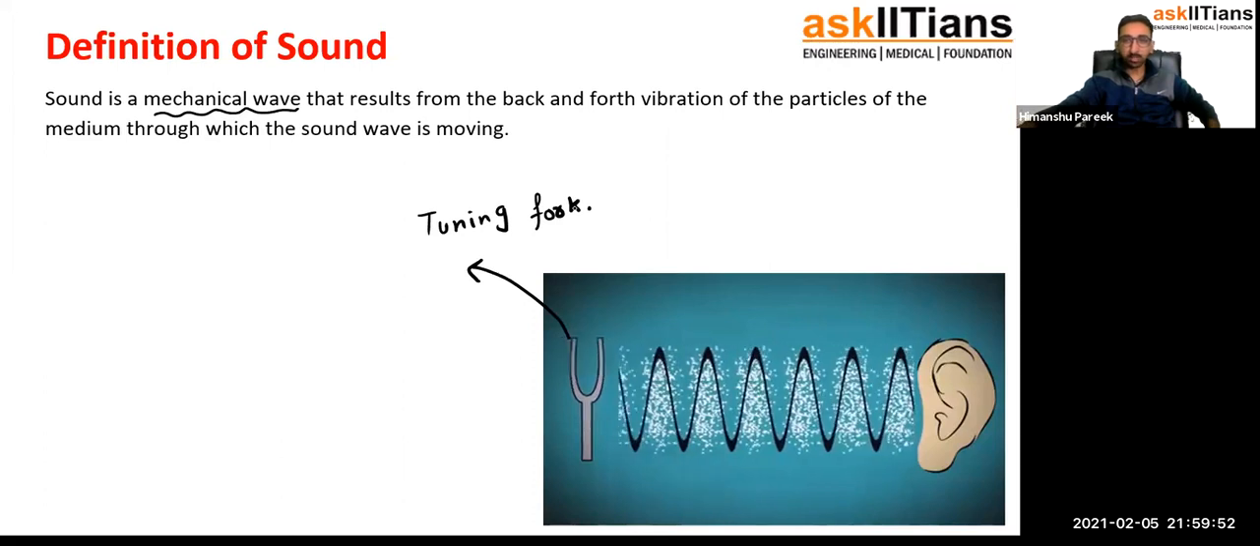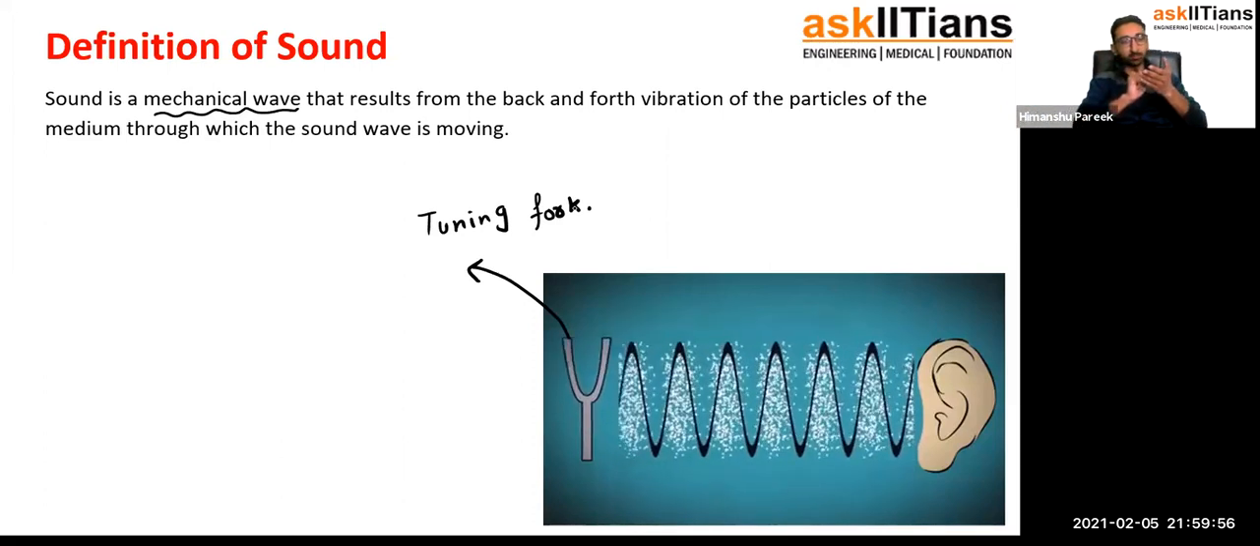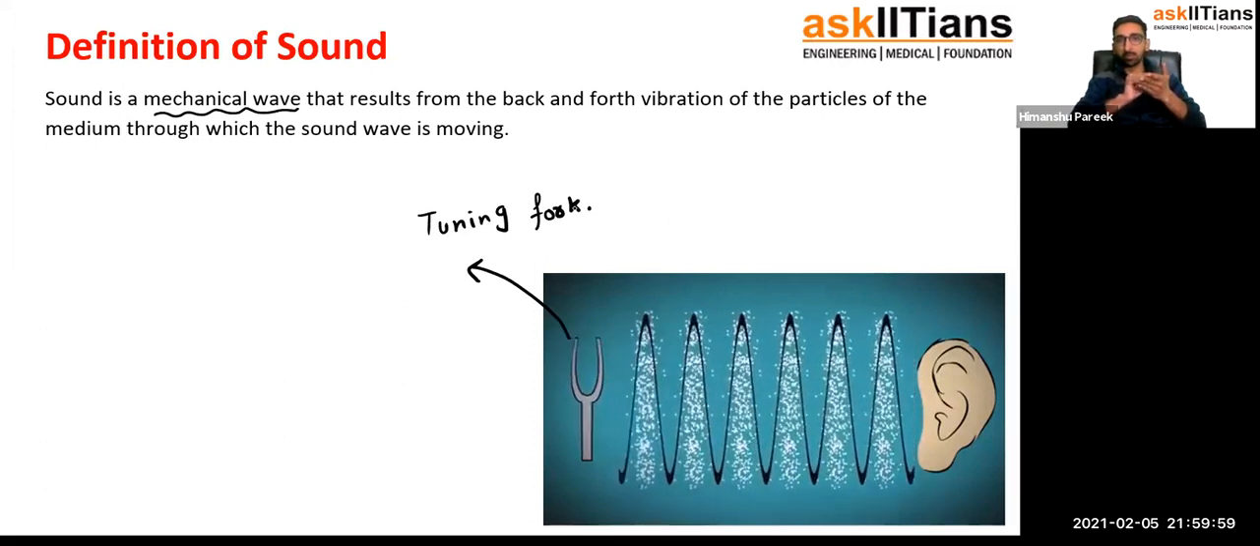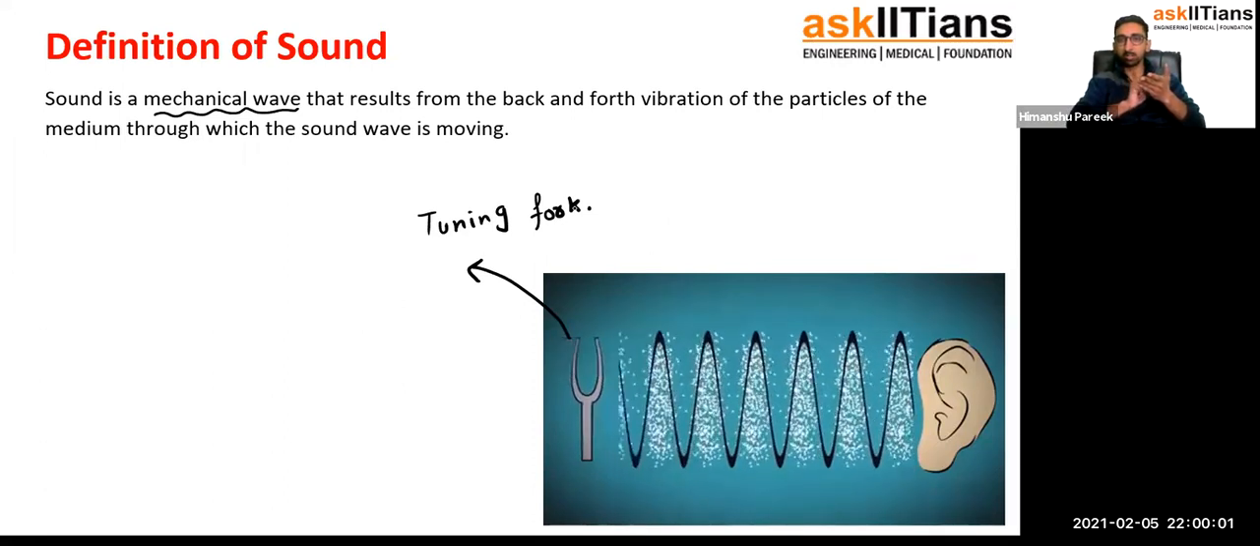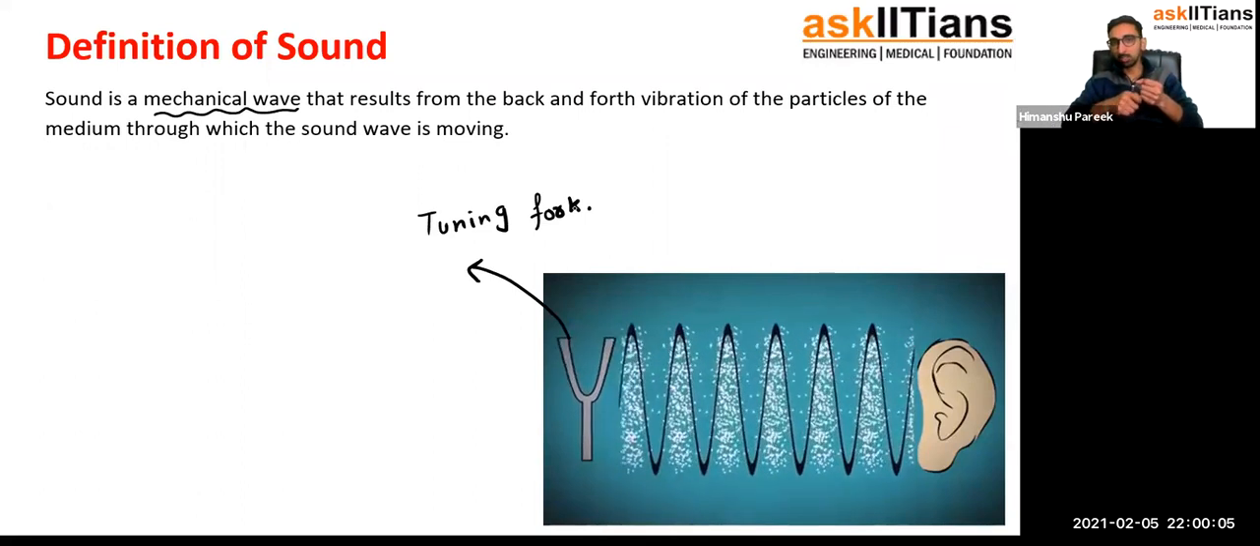So what is this tuning fork basically? It is a device on which, for every tuning fork, you will find that the frequency is written over it. 512 hertz, 502 hertz. Okay, so when you beat the tuning fork with a hammer, what will happen?